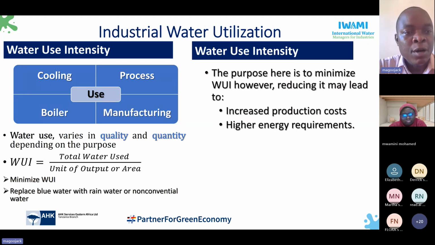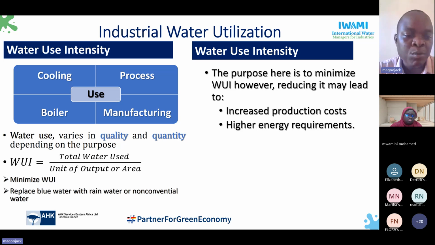The essence of this module is that we should understand how we can minimize the water use intensity, because a higher water use intensity in some cases indicates inefficiencies within the industrial setup. One way of minimizing the water use intensity is to replace blue water with rainwater or non-conventional water. By blue water, what do we mean? Blue water is the common water that we are using. It can be from various sources like surface water or groundwater from wells, or even water supplied by the various water authorities.